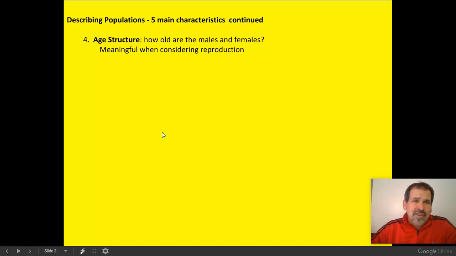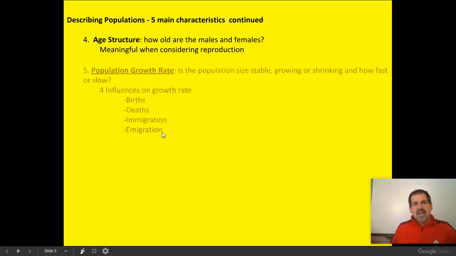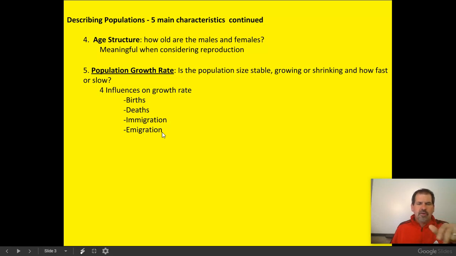So age structure: what are the ages of the males and females? That's important when you consider reproduction, which leads directly to our fifth and most important characteristic of all, and that is the size of the population and the population growth rate. By far and away, this is the number one, the most important characteristic that ecologists, biologists, and DNR officers are concerned about when it comes to population.